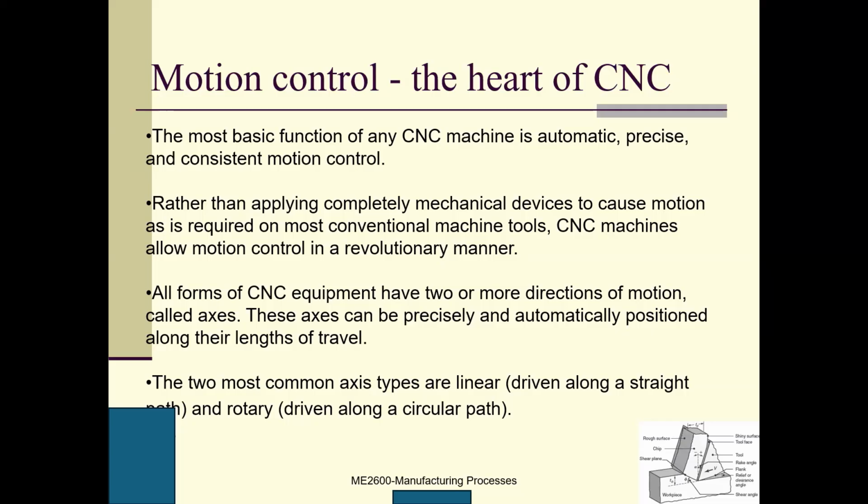The 2 most common axis types are linear and rotary. I want every one of you to put a thumb up there. I will ask you, what are the 2 most important maneuver operations? One is linear, one is rotary. Linear is moving in a straight line, and rotary is a circular path. This is for the arc.